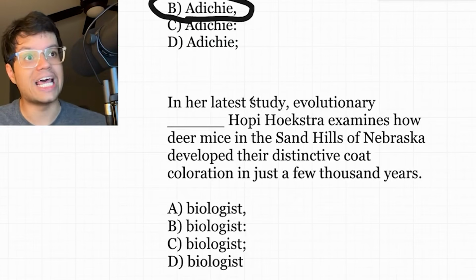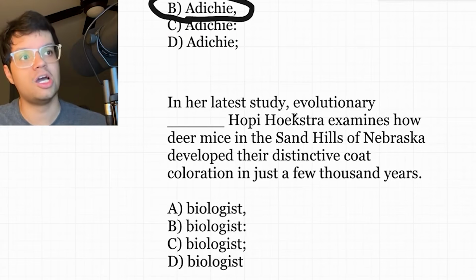But let's look at this one here. "In her latest study, evolutionary biologist Hoppy Hoekstra examines how deer mice in the Sandhills," etc.